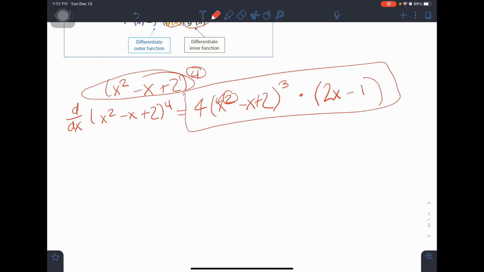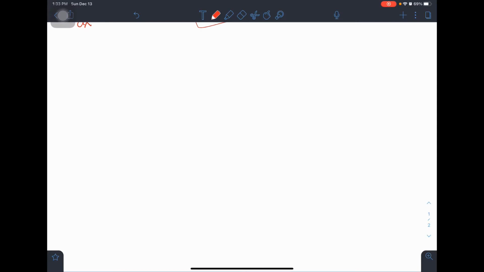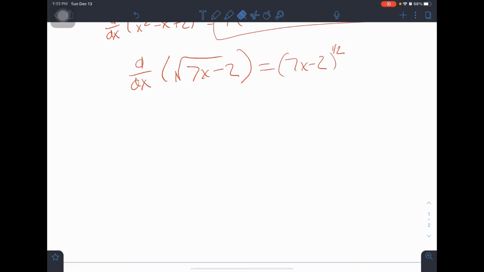Okay, so now I'll do a few more examples for you guys, and then I'll move on to the next topic. So let's take the derivative of the square root of 7x minus 2. So how do you think we should start this, guys? Well, I would turn that square root into an exponent so we can apply our rules to it. So we have 7x minus 2, the function is being raised to the first power, and the root is 2, so we have a 1/2 power. Now we can take the derivative of that function.